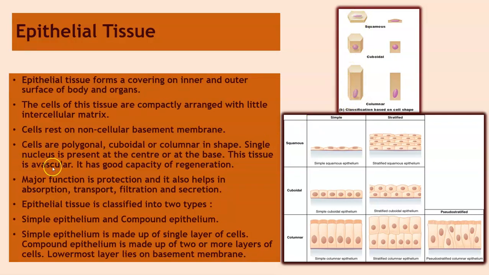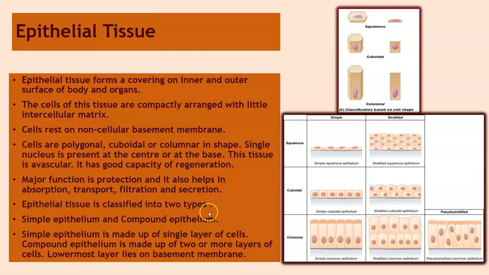This tissue is avascular. It has good capacity of regeneration. Avascular means there is no blood supply to these tissues. Good capacity of regeneration means they can multiply and divide very well. Major function of this tissue is protection, and it also helps in absorption, transport, filtration and secretions.